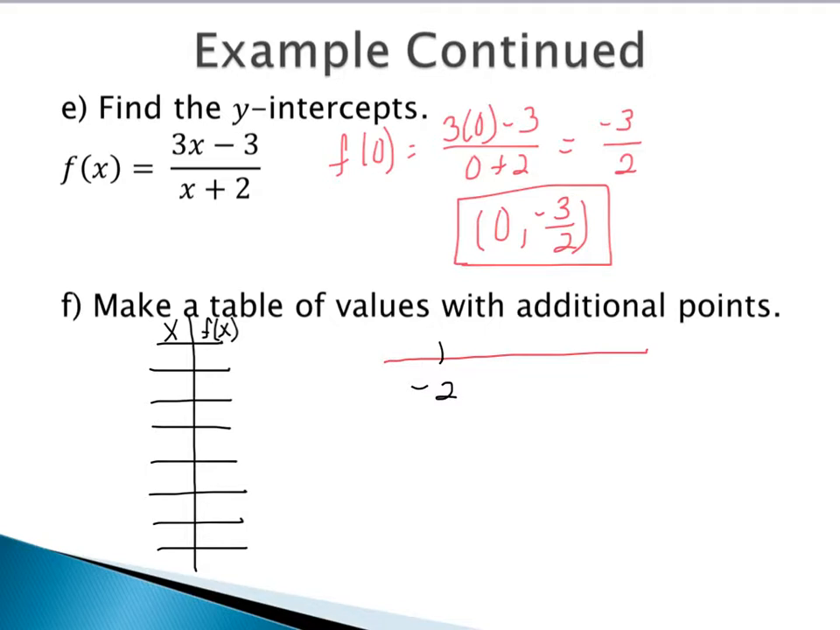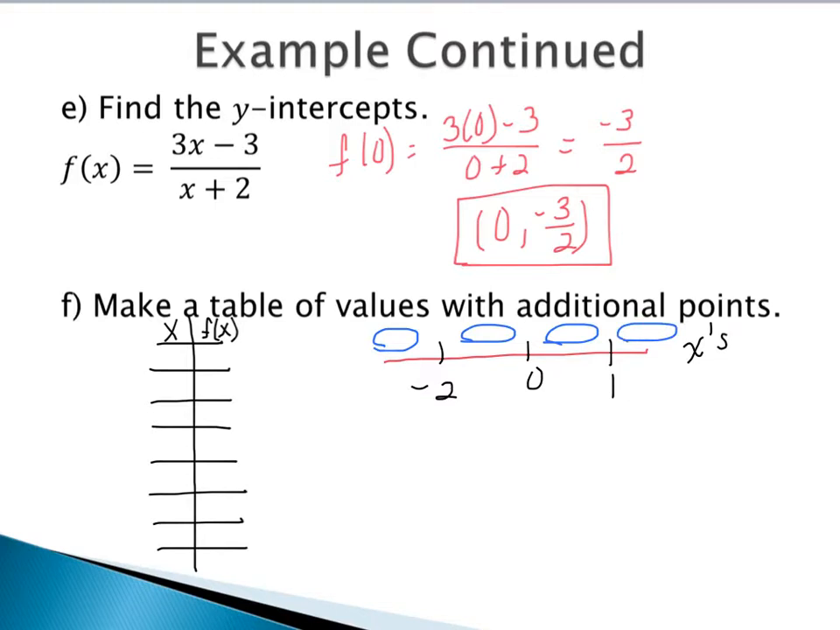We had our x-intercept at (1, 0). And then we did also find our y-intercept at (0, -3/2). So these x's, which is really what we care about to help make our table, I'll put that 0 in there because 0 is important. We want to try to find values that fall to the left of -2, between -2 and 0, between 0 and 1, and then to the right of 1.